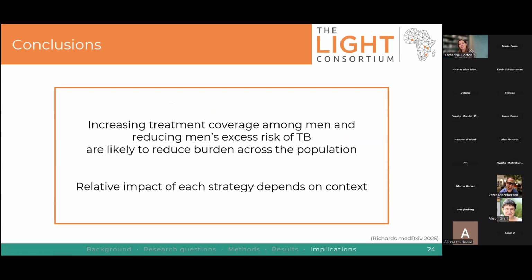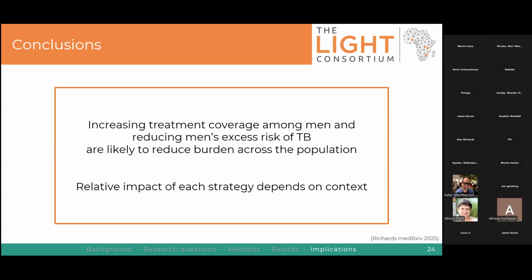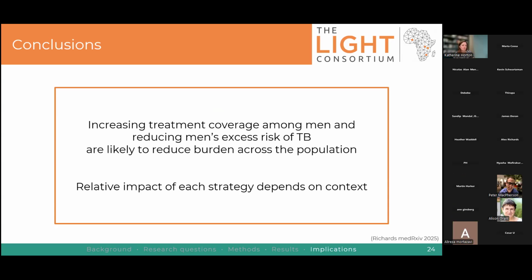I think our conclusions here are fairly straightforward. Increasing treatment coverage among men, reducing men's excess burden of TB are likely to reduce burden across the population. But it is notable that the relative impact of each of these strategies does depend very much on the context in which they're implemented. And so while in one setting, it might be most appropriate to invest resources in increasing treatment coverage, in another, it might be more effective to look at reducing different risks or different determinants that drive the burden of disease. Ideally, we would do all of them, but of course, resources and time are limited.